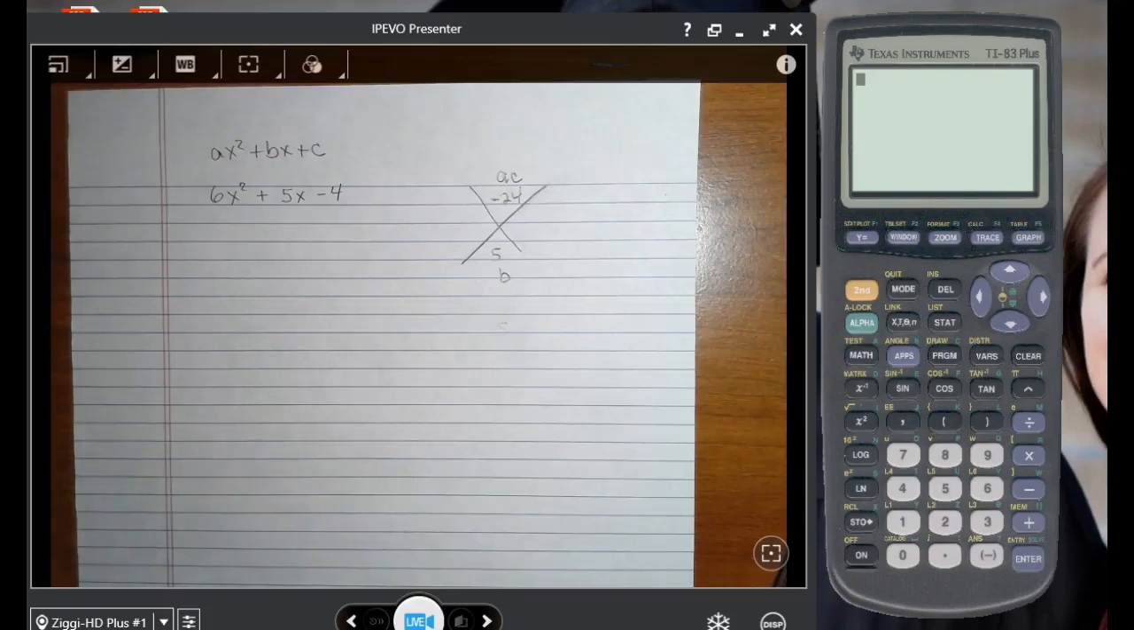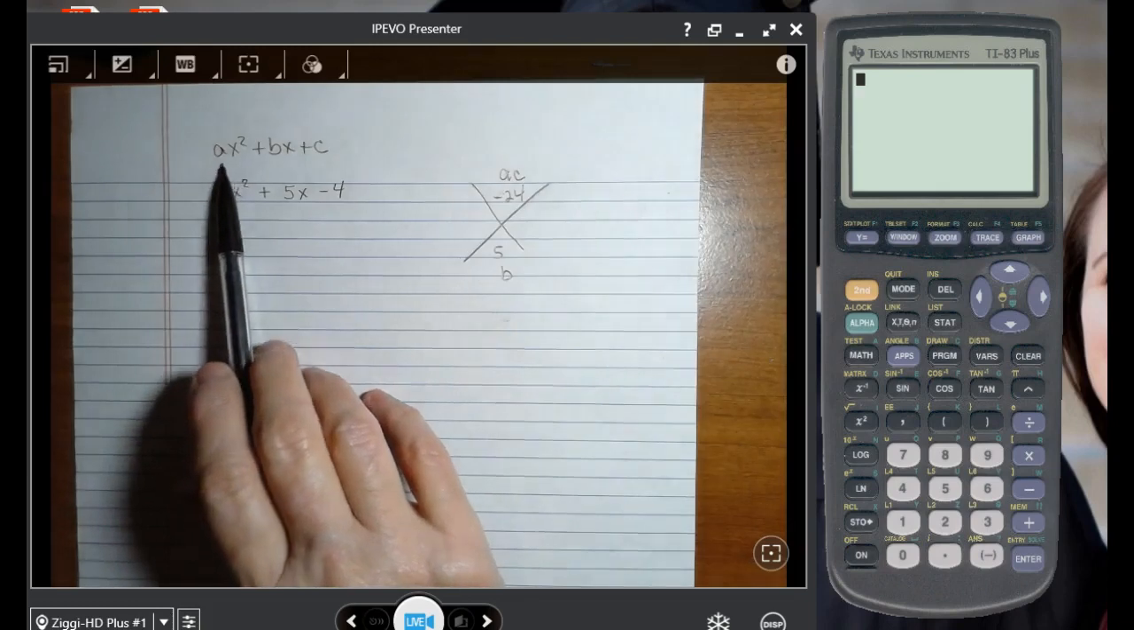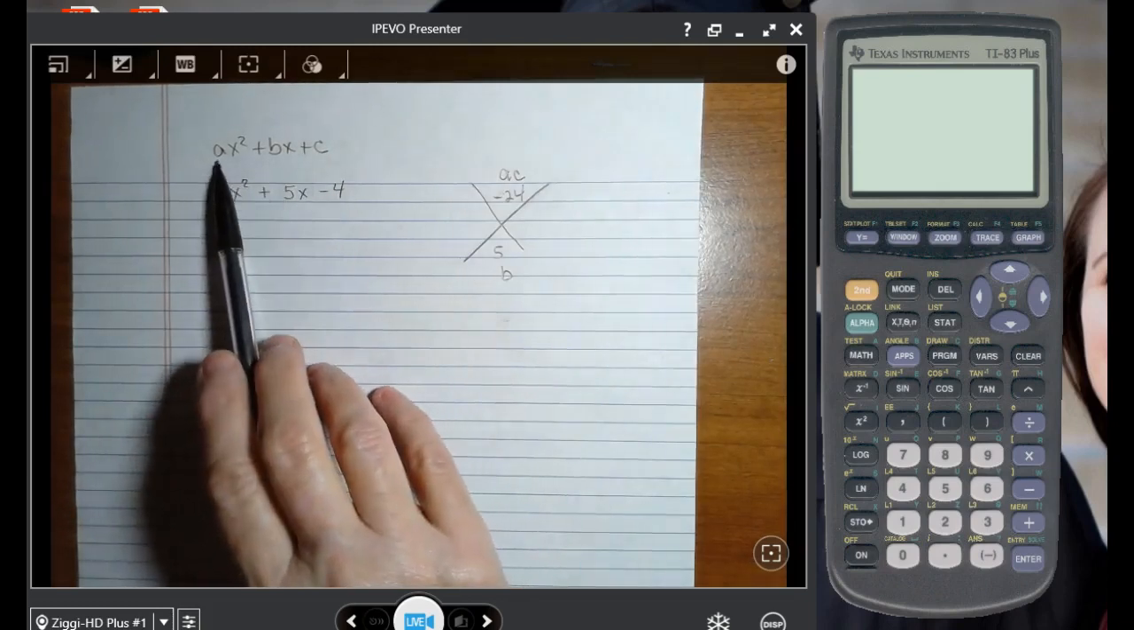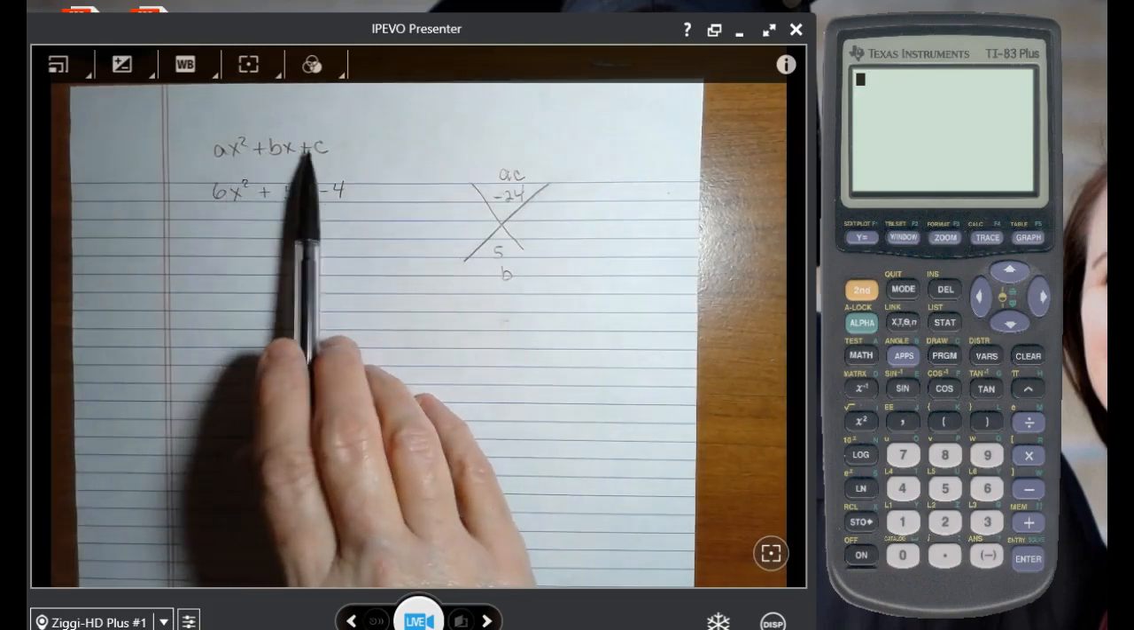We're going to look at factoring a quadratic expression. Now there's lots of ways to factor. This is just one way. So I have my quadratic, and we need to remember what a quadratic is. So we have ax squared plus bx plus c.